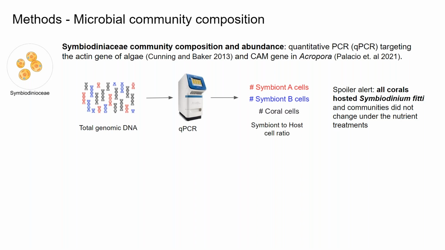So for the algal symbionts, the family Symbiodiniaceae, we use qPCR assays that quantify the amount of DNA that comes from a specific symbiont type versus how much DNA is coming from corals. This gives us an estimation of symbiont abundance called the symbiont to host cell ratio, which is how many cells of a specific symbiont we have per each coral cell. But spoiler alert, all the corals hosted the same symbiont species, and the abundance of the communities did not change under the nutrient treatment. So I'm not going to show further results for this.